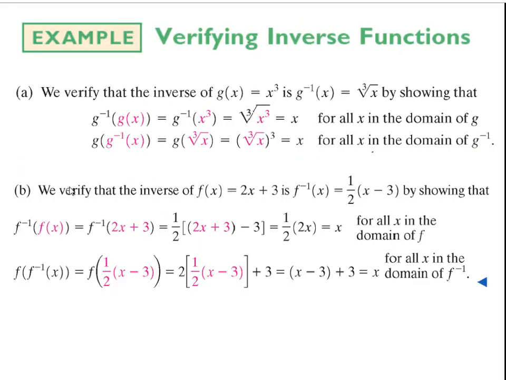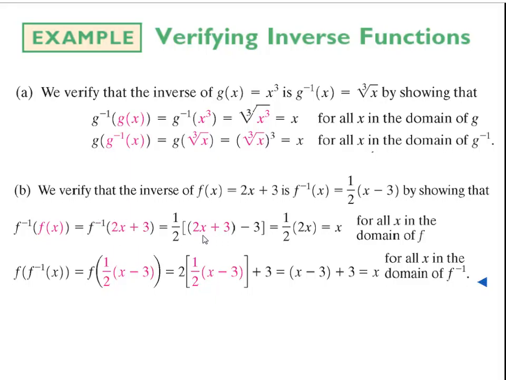Now letter B illustrates the same thing just with different equations. So letter B says let's consider f to be the line 2x plus 3, and let's consider its inverse, 1/2 times x minus 3. And let's show the compositions undo each other. So if I do f inverse composed with f, here's f, 2x plus 3.